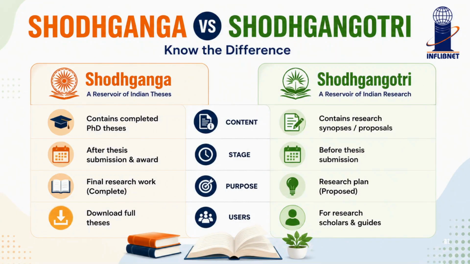Before we start exploring the website, there is one common confusion that many researchers have. So let us clear that first. Many students confuse Shodhganga with Shodhgangotri. Although the names are similar, they serve different purposes. Shodhganga contains completed PhD theses that have already been submitted and awarded. Shodhgangotri contains approved research synopses or research proposals before the actual thesis is completed. Think of Shodhgangotri as a starting point of research and Shodhganga as the completed destination.